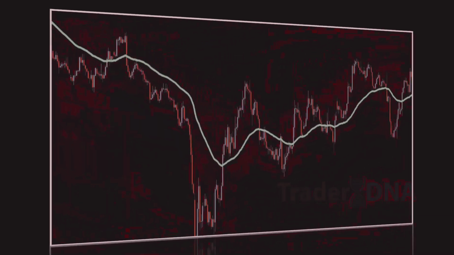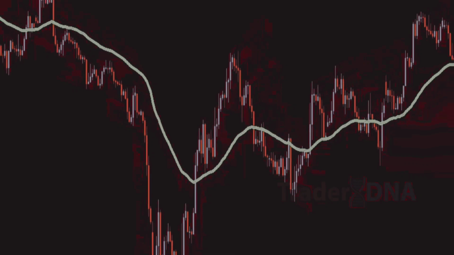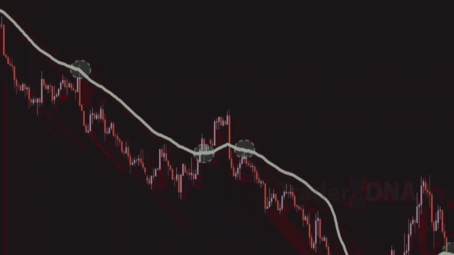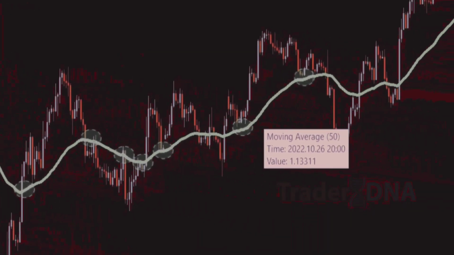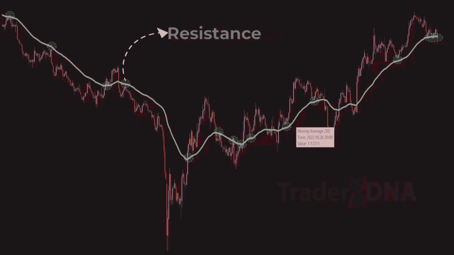Alright, buckle up because what I'm about to show you is going to blow your mind. Take a good look at this chart. Seriously, pay attention. See how the price keeps bouncing off the 50 EMA again and again? It's wild, right? You can literally see it acting like a barrier, sometimes a strong resistance, other times a solid support. That 50 EMA line? It's like an invisible wall the market actually respects.